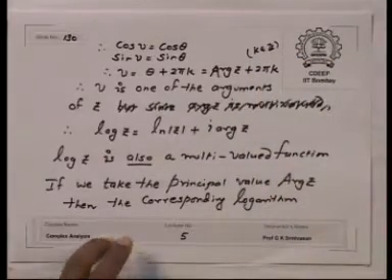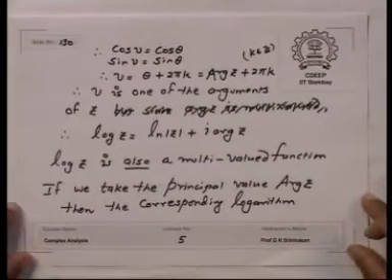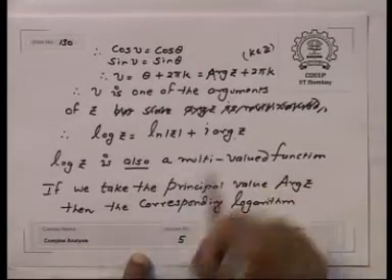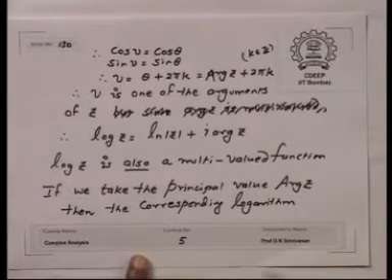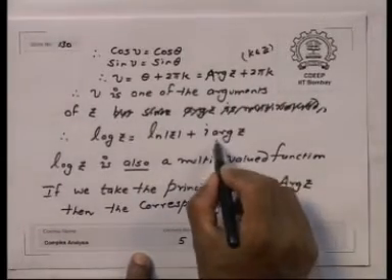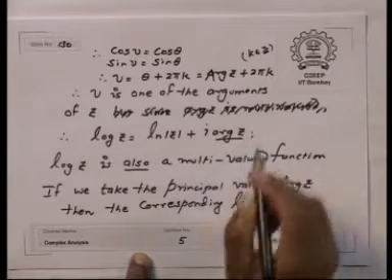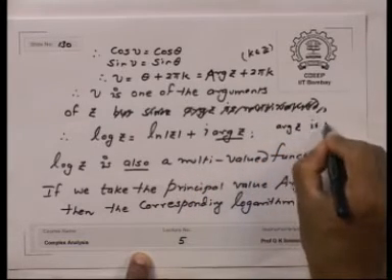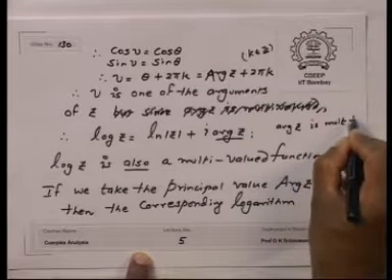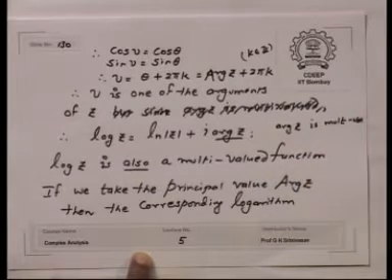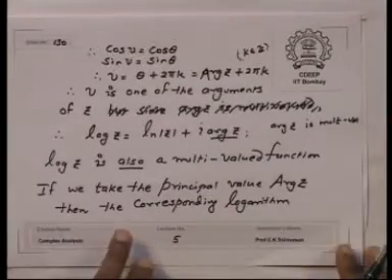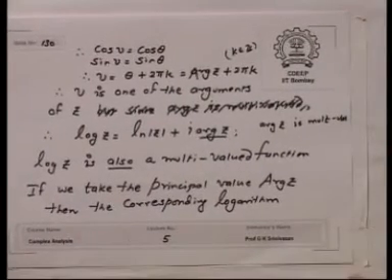So, if I take the principal argument and add 2 pi k to it, I get a general argument. So, this arg z is multi-valued, right. So, little log z is also multi-valued, correct.